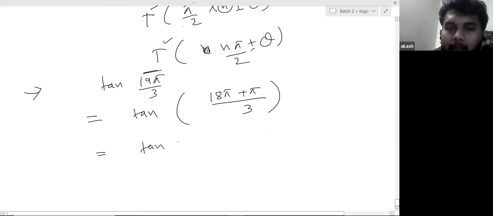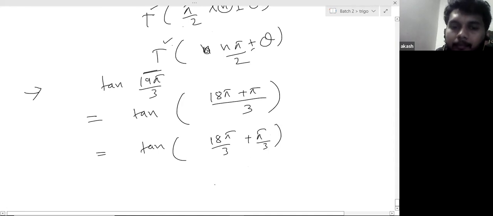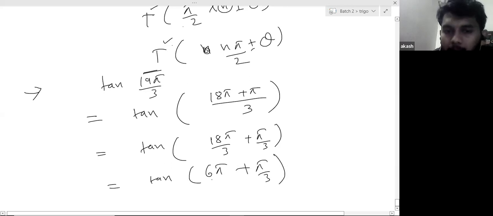Now we can write tan, this is 18 pi by 3 plus pi by 3. This is tan 6 pi plus pi by 3. All right. So you can clearly see 6 pi plus pi by 3. So tan will not change. So tan pi by 3.